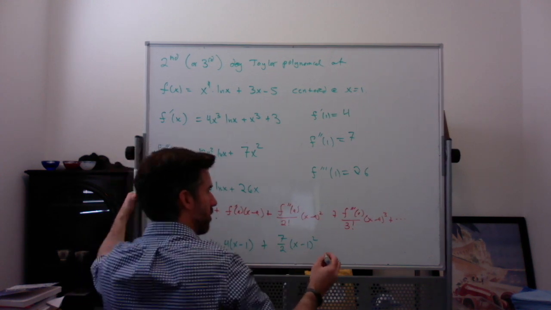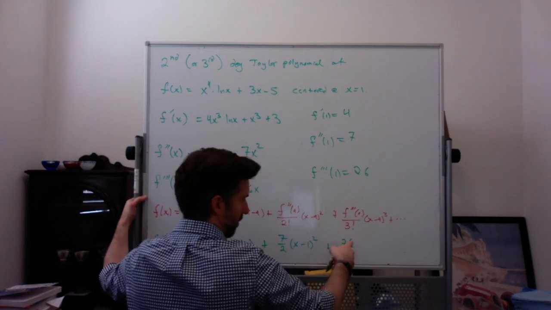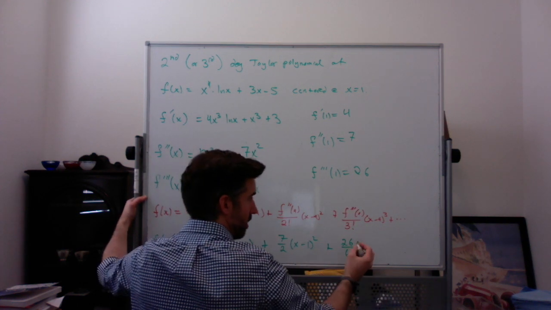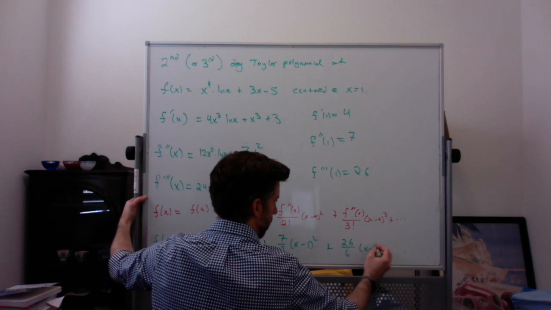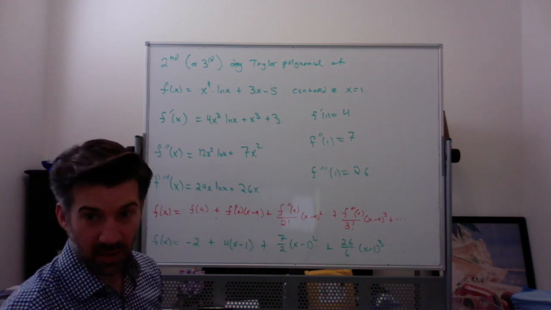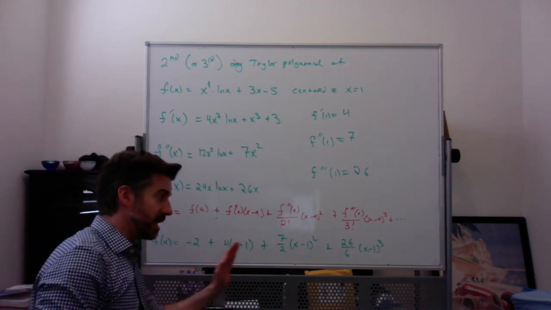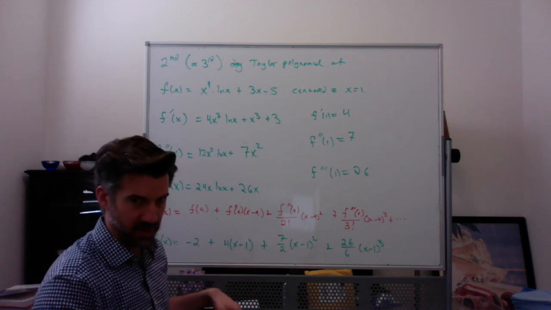And if I add the next term, I would get 26 over 3 factorial. I could probably reduce that to 13 over 3 times x minus 1 cubed. And that would be the third degree Taylor polynomial. And if I add on the next term, it would be the fourth degree Taylor polynomial. You definitely don't want to multiply this out, right? You want to leave it in this form. You don't want to multiply out x minus 1 squared or x minus 1 cubed.